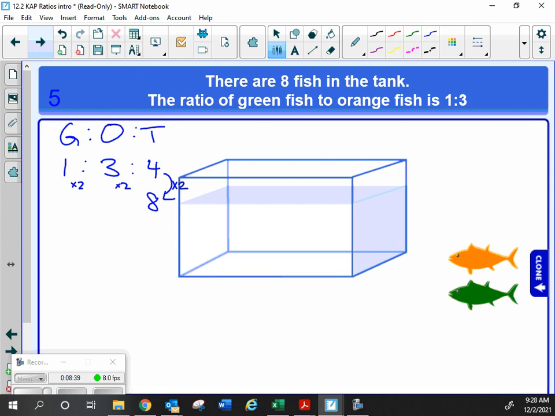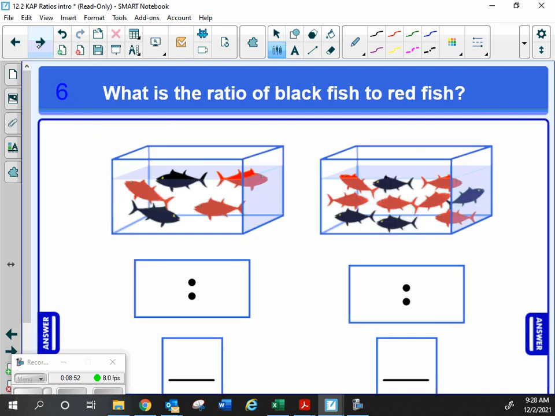So we said there would be how many orange fish? 6. And how many green fish? 2. And 2 plus 6, would that give me 8? Yay. Yeah. Okay, and that's what Michael just did. I just sort of got ahead of us. Okay? All right, moving on.